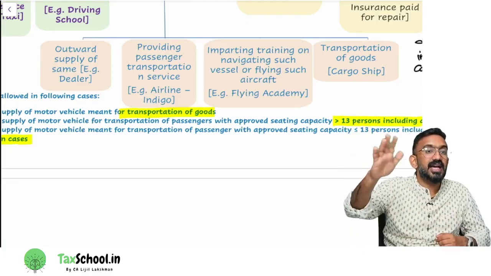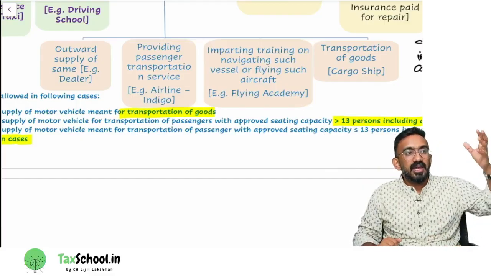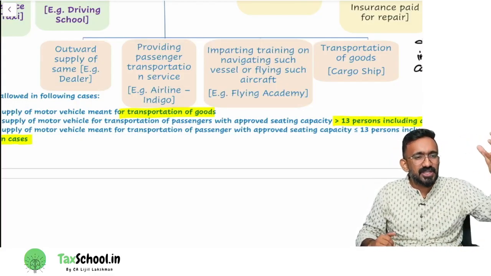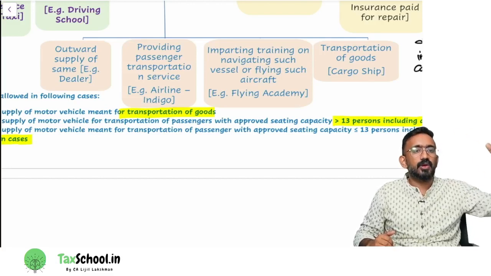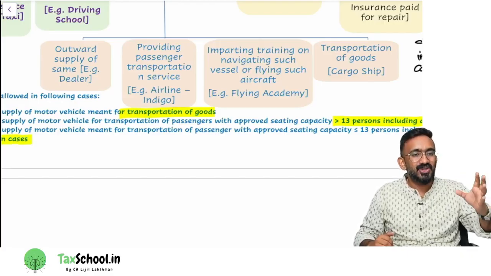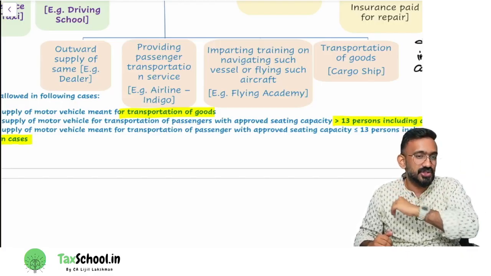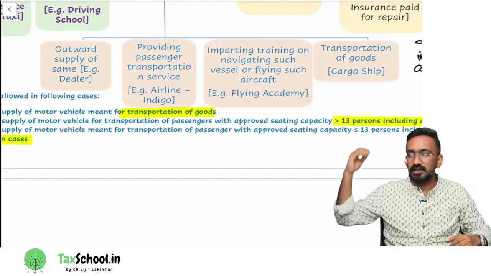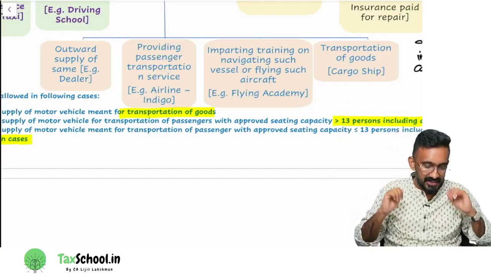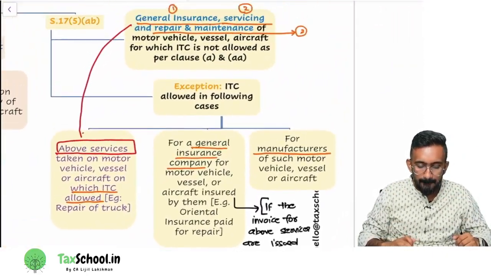Transportation vessel and aircraft. Say Blue Dart or FedEx, these are courier companies. They have purchased flights to transport their couriers. Can they take input tax credit on purchase of flights for transportation? Yes, because they are using it for transportation of goods. That's an exception. You look at the last exception that we have here. Or cargo ship, can they take the credit? Yes.